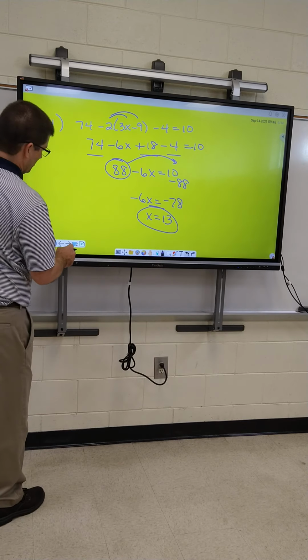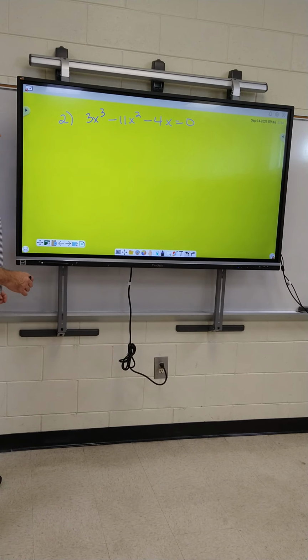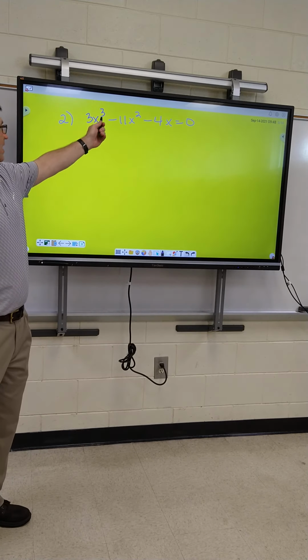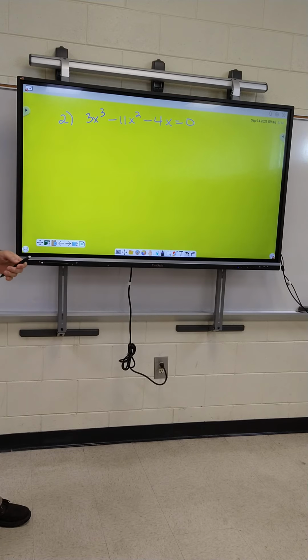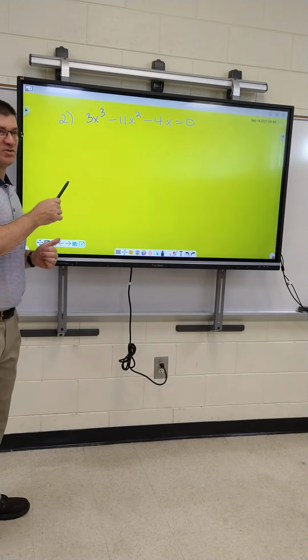All right, let's go to number 2. This is a new problem. Not sure if y'all did this last year. You can let me know. Look at this problem, guys. How many answers will we have on this problem? 3, because it's got an x. 3 is my biggest exponent. Okay. What's new about this problem that we didn't do last week?